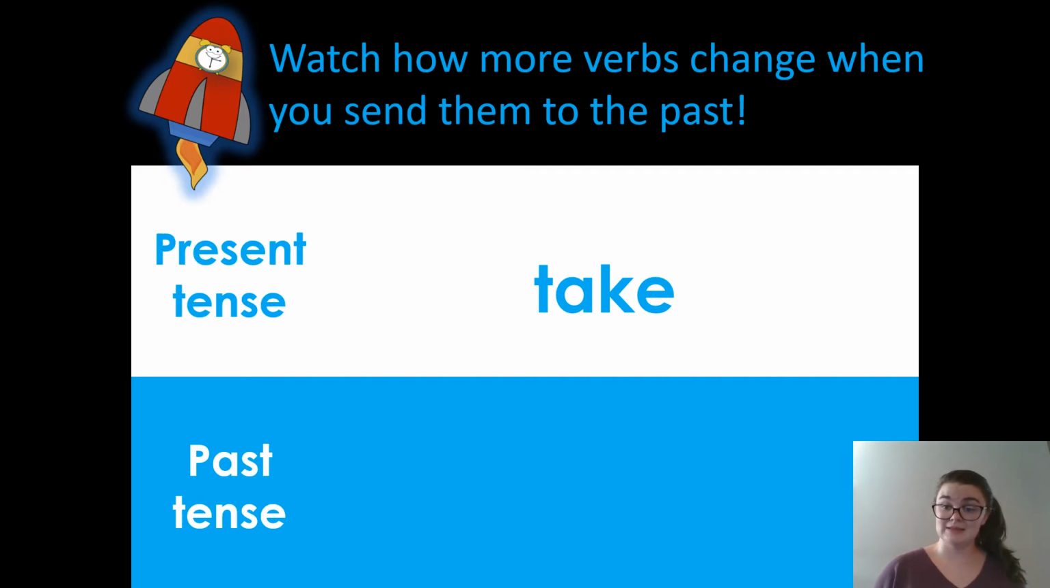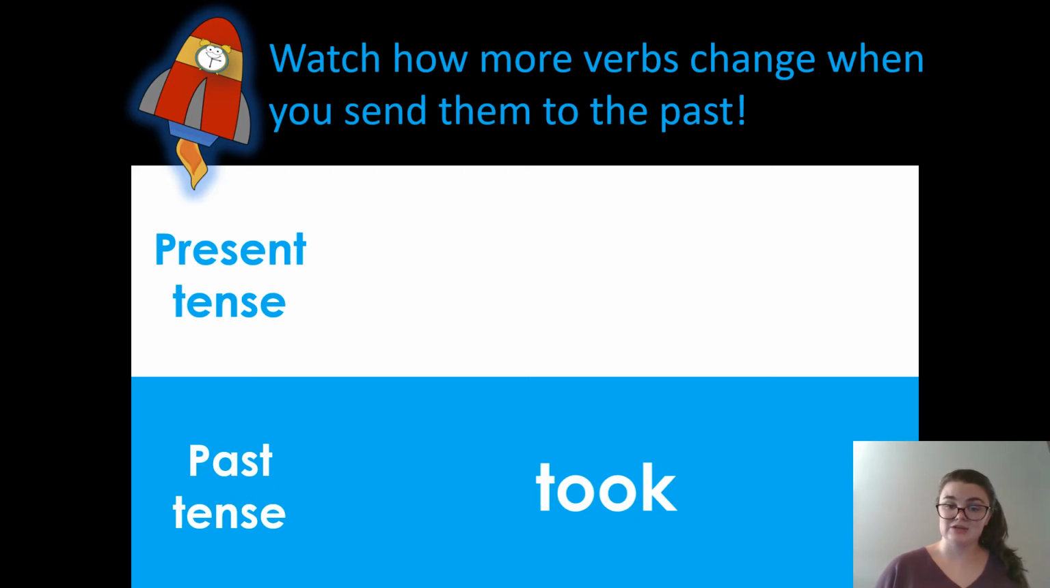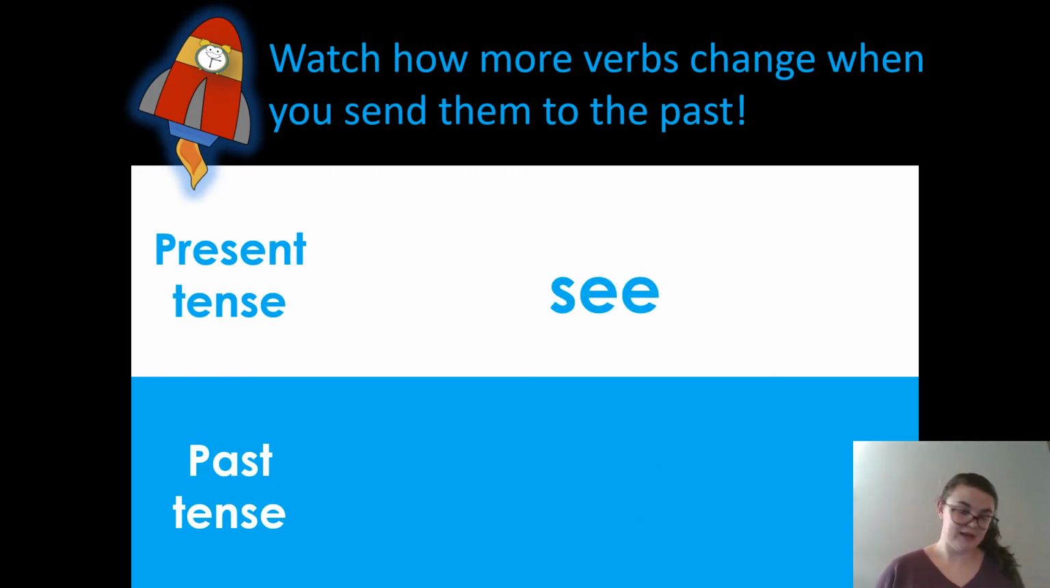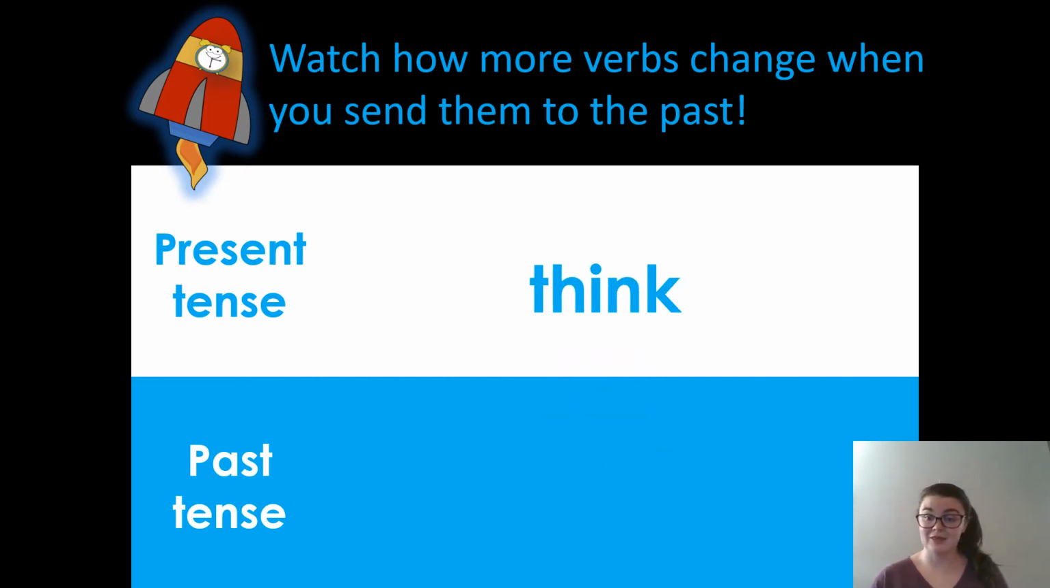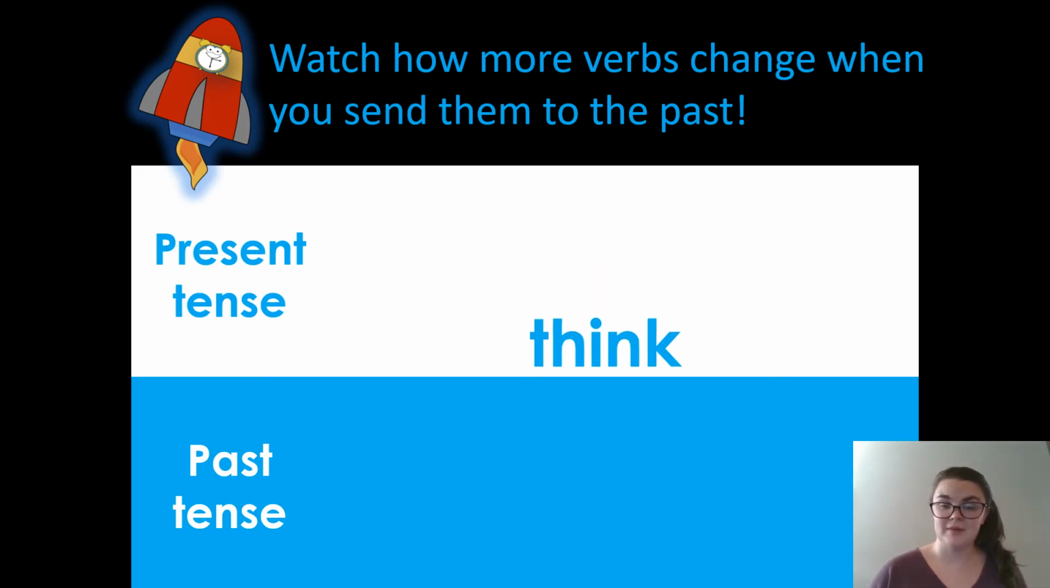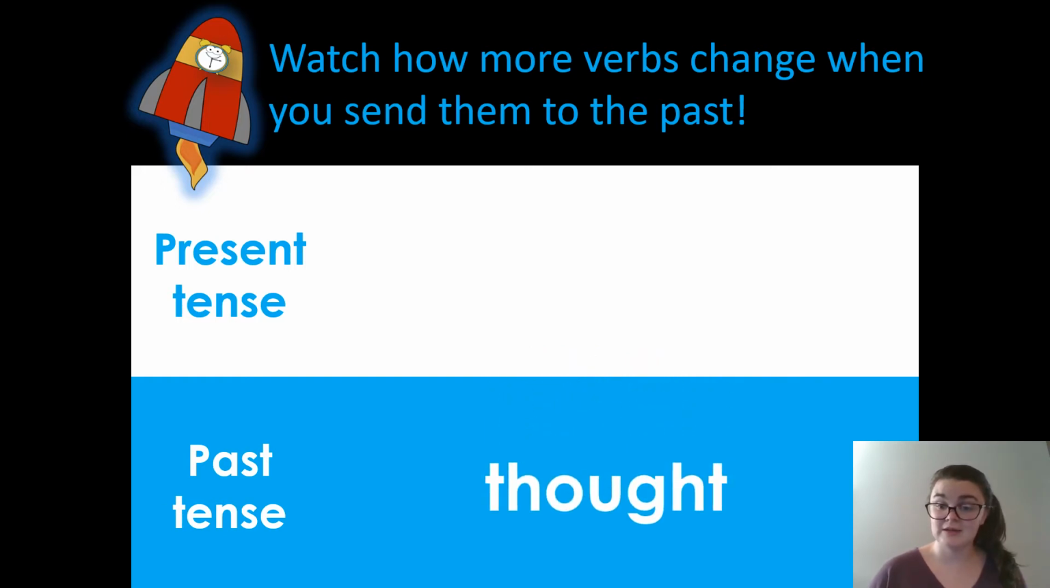In the present tense, or right now, you would say take, like take me to get Pizza Hut. In the past tense, you would say, I took out the trash. In the present tense, you would say see, like I see you. And in the past tense, you would say, I saw a ghost. In the present tense, you would say think, like I think when I'm doing my lessons. And in the past tense, you would say thought, like I thought I already had finished my homework by now.